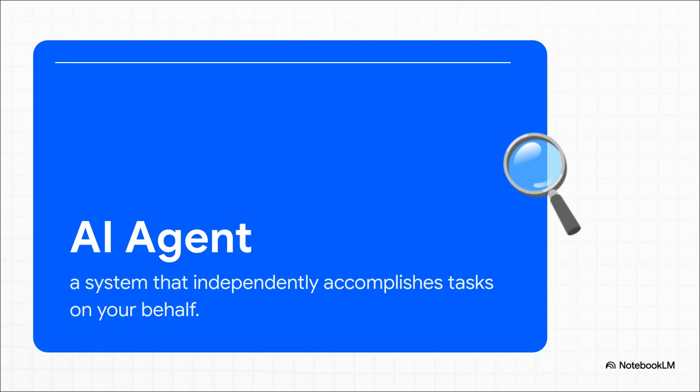And to make it official, here's the definition straight from the source. An AI agent is a system that independently accomplishes tasks on your behalf. And that word independently, that's the whole magic trick. It's not just a passive tool. It's an assistant that actually takes initiative.